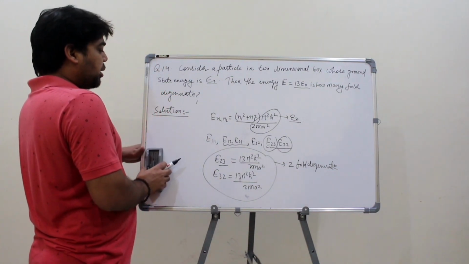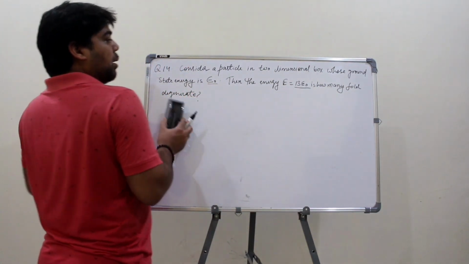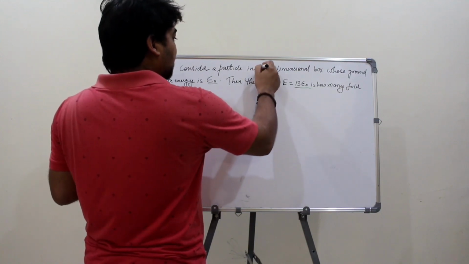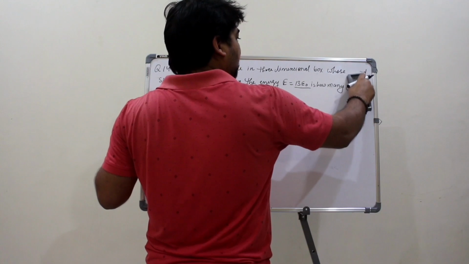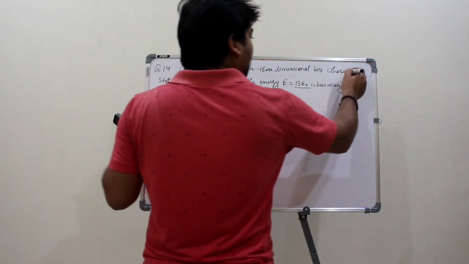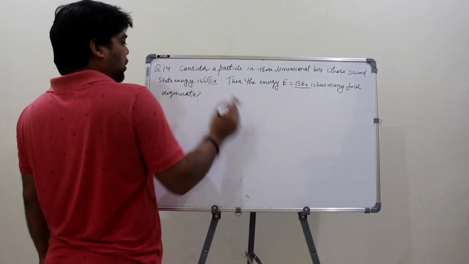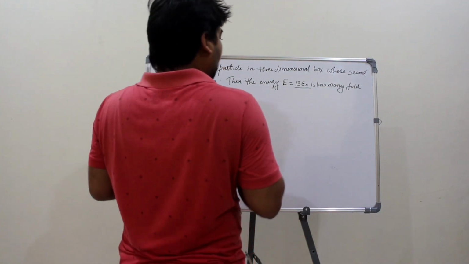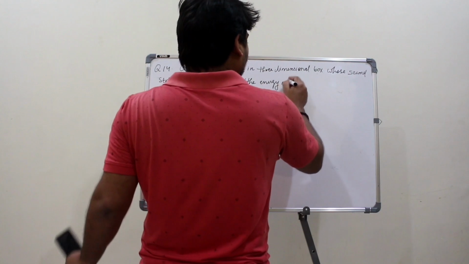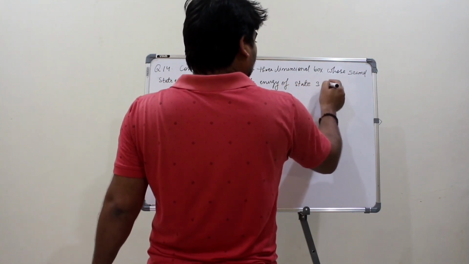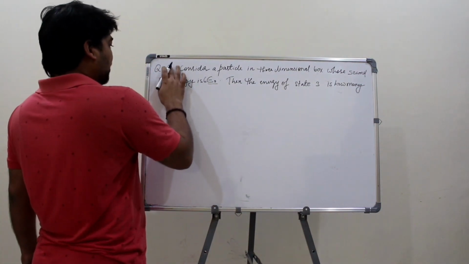All right. So let us take another problem, which says that a particle is in a 3D box, in 3-dimensional box, and its second state energy is 6 epsilon naught, whose first state is ground state. Then the energy of the third state is how many times degenerate? Energy of state 3 is how many times degenerate, right? This is problem number 15.